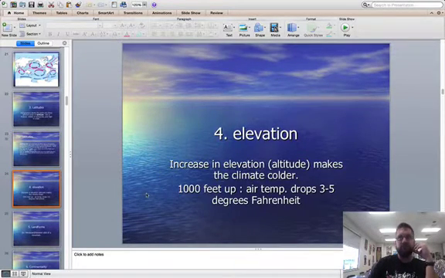All right, elevation. So as you go up in elevation, it gets colder, of course. So about every 1,000 feet you go up, temperature drops 3 to 5 degrees. And so this is why you could be in places like Mexico City, which obviously is a lot further south than we are, but it's high in elevation. So the average high temperature in Mexico City can be in the mid to upper 70s. They actually have amazing weather. So elevation plays a huge role as well.